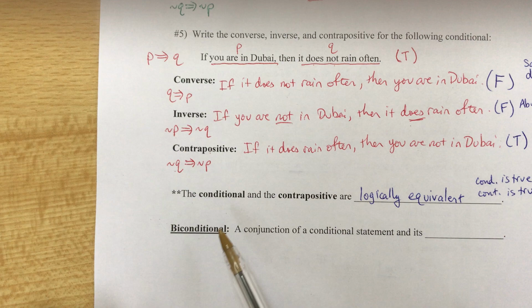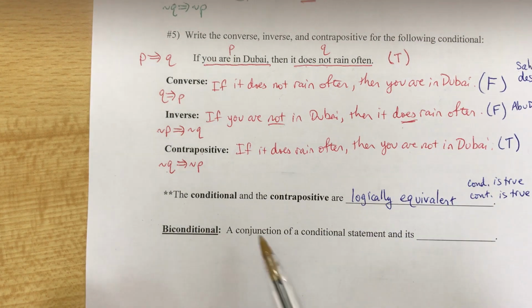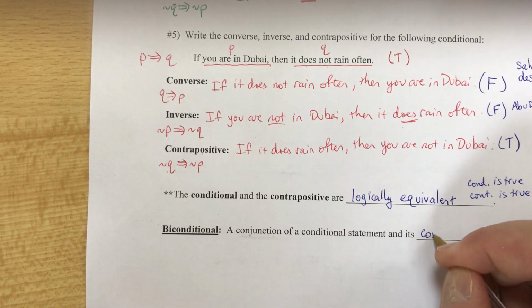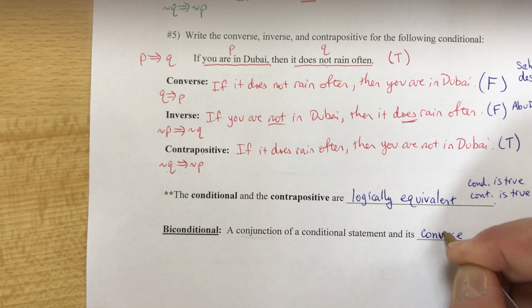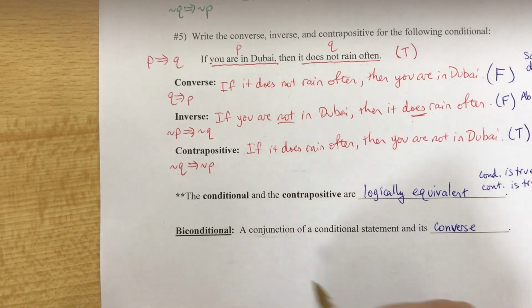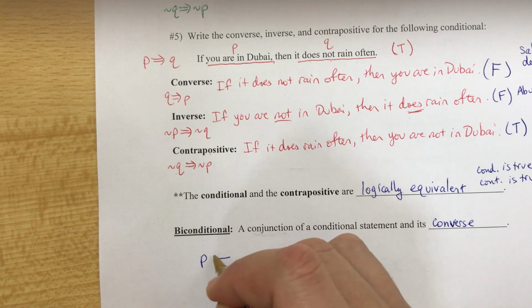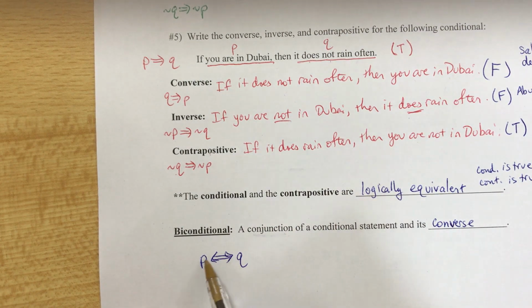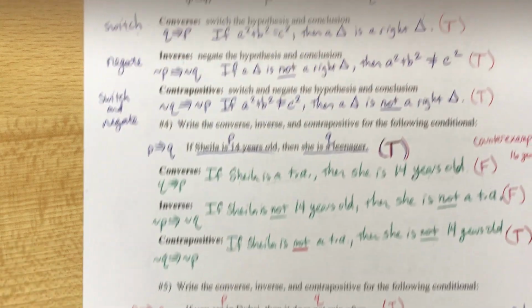And then the last part here, a definition of what biconditional is. It's a conjunction, so that means putting two statements together: a conditional statement and its converse. Now we don't do this very often. The symbol for biconditional is a double arrow. It goes in both directions. So what happens is that P implies Q and Q implies P, which is the converse, where both of those are working. We actually did an example at the top of the page.